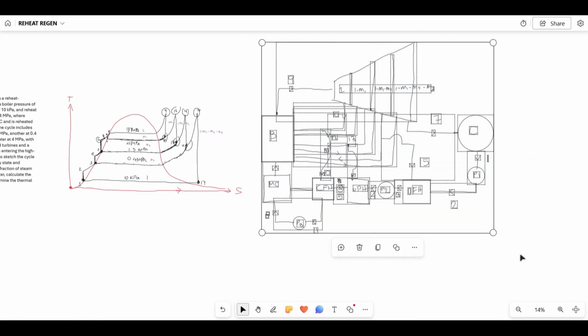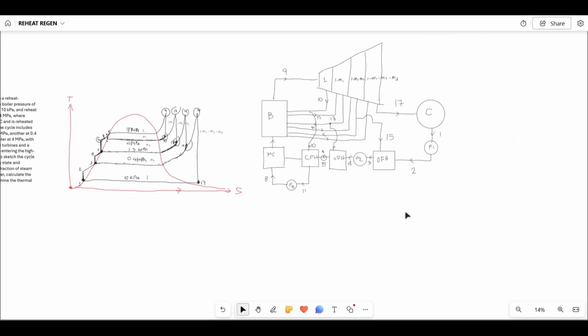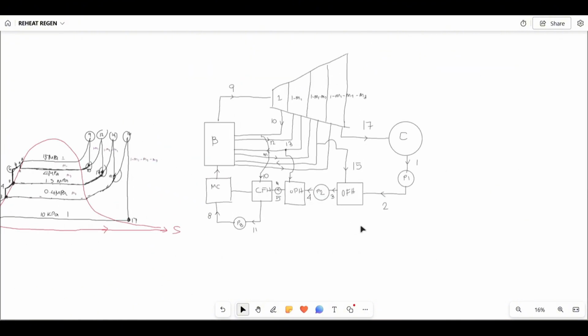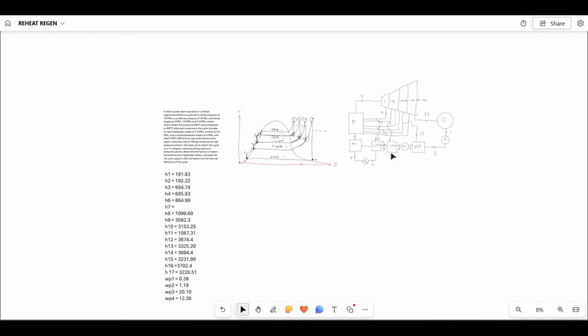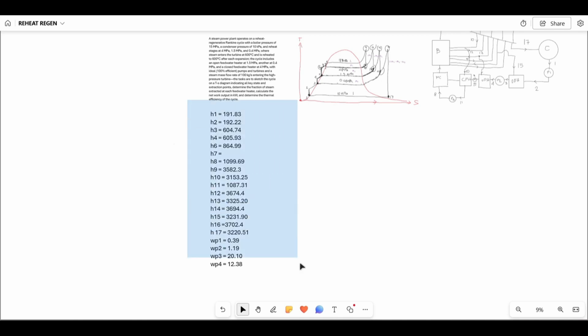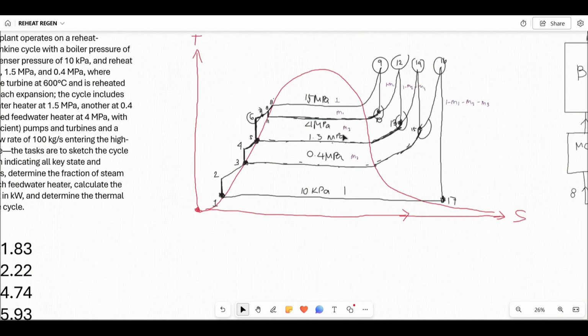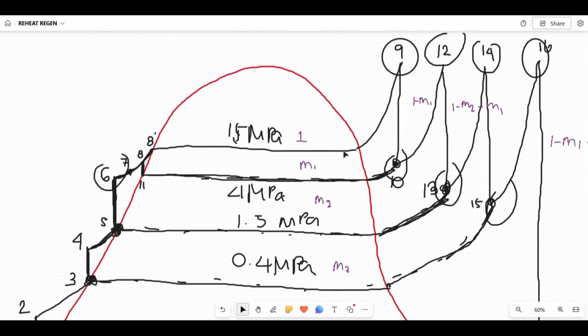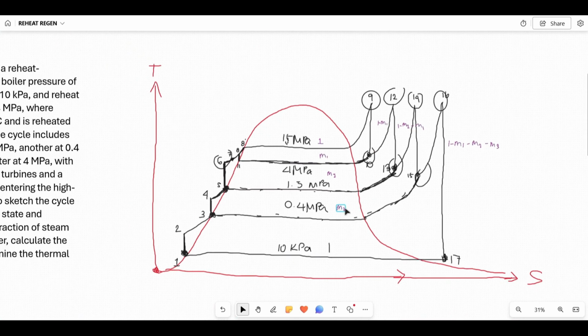Let's just scale this down so they can do the calculations now. So with that, I also simplified this so it's much easier to look at. Now, first of all, we need to calculate the masses of these things: the mass of the bleed at the first bleeding, the second bleeding, and the third bleeding.